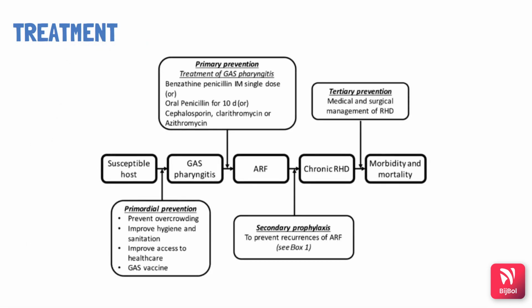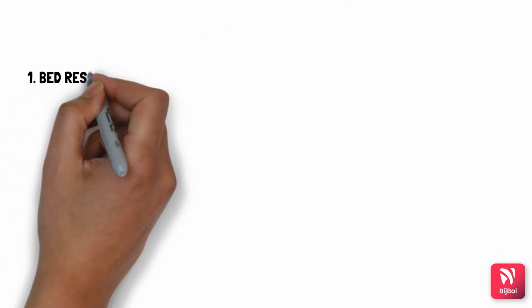Now let's see the treatment. Treatment of rheumatic fever is divided into primordial prevention, primary prevention, secondary prophylaxis and tertiary prevention. The primordial prevention includes preventing overcrowding, improving sanitation, then giving a group A beta hemolytic streptococcus vaccine. The primary prevention includes treatment of group A beta hemolytic streptococcus pharyngitis with penicillin or cephalosporins. The secondary prophylaxis includes prevention of recurrences of acute rheumatic fever. Tertiary prevention includes medical and surgical management of rheumatic heart disease.